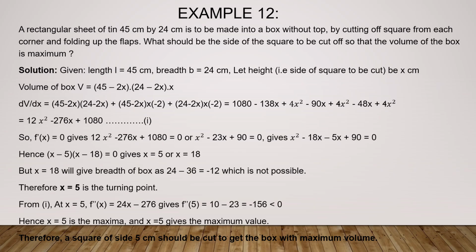So we have the first derivative. From that, when you find the second derivative, the first derivative equation is 12x square minus 276x plus 1080. The second derivative will be 24x minus 276. In that you put our point 5, you get it less than 0. That means x equal to 5 is a point of maxima, and x equal to 5 will give us the maximum volume. Therefore, a square of side 5 cm should be cut to get the box with maximum volume.